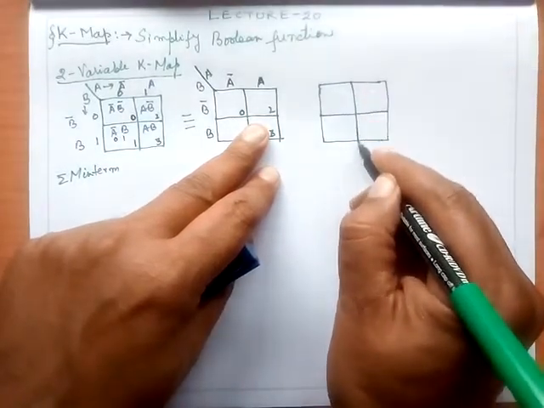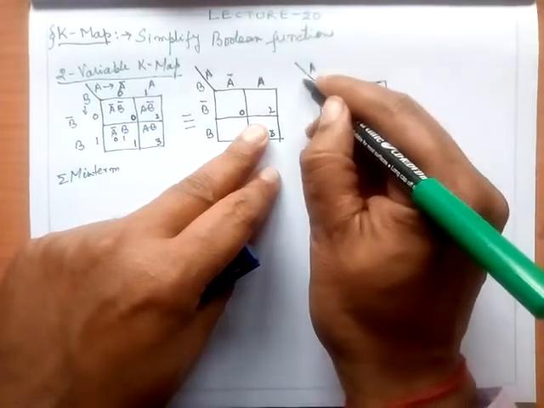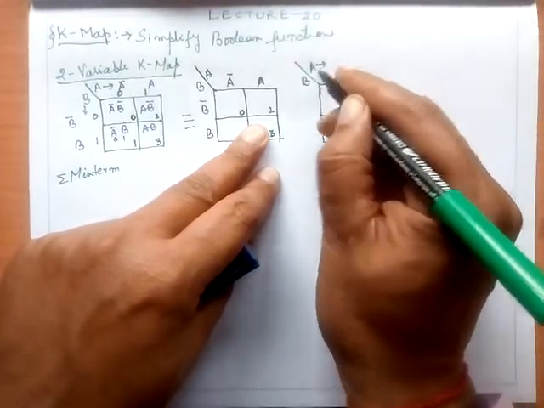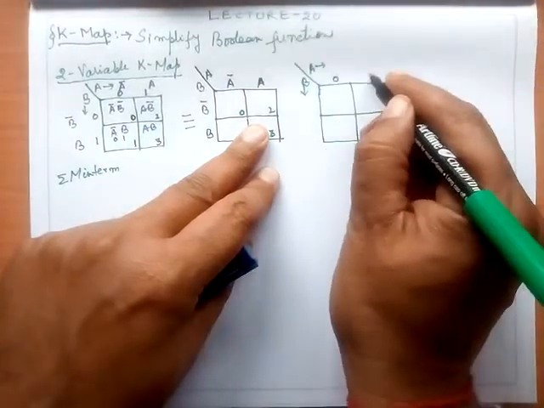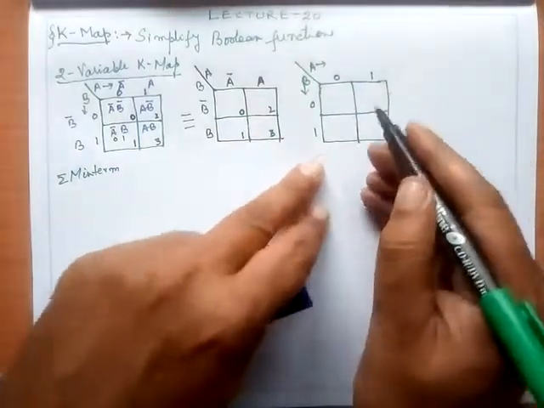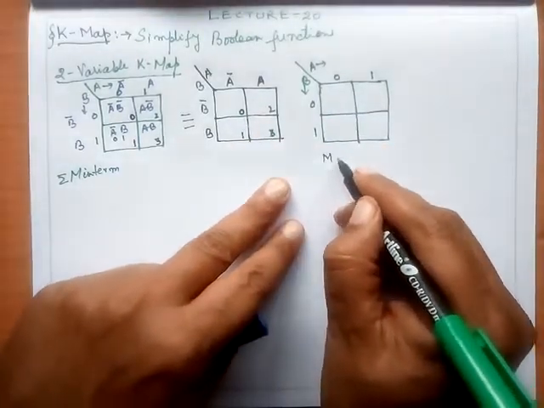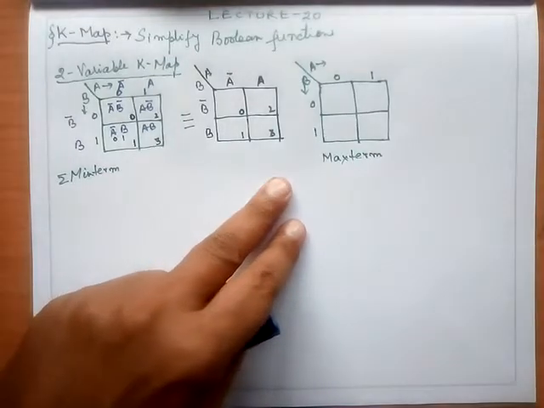Divide into 4 parts. On one side I say it is A, and on the other side it is B. On the horizontal side this is A, and on the vertical side it is B. Now A can have value 0 or 1. Similarly B can have value 0 or 1. Now when I say that this is for a maxterm, every cell corresponds to a maxterm.